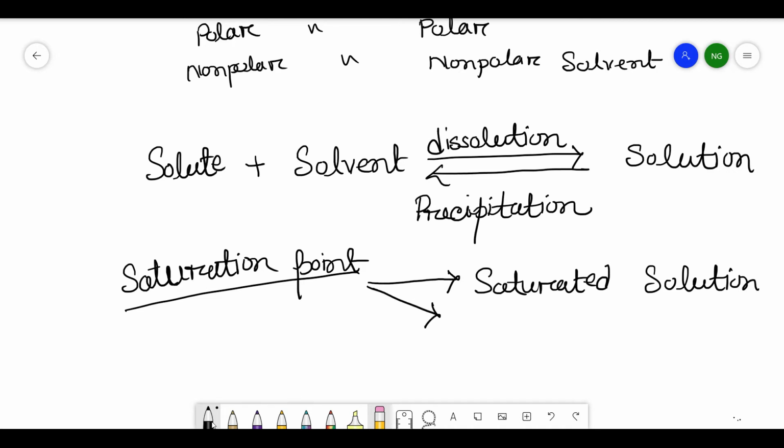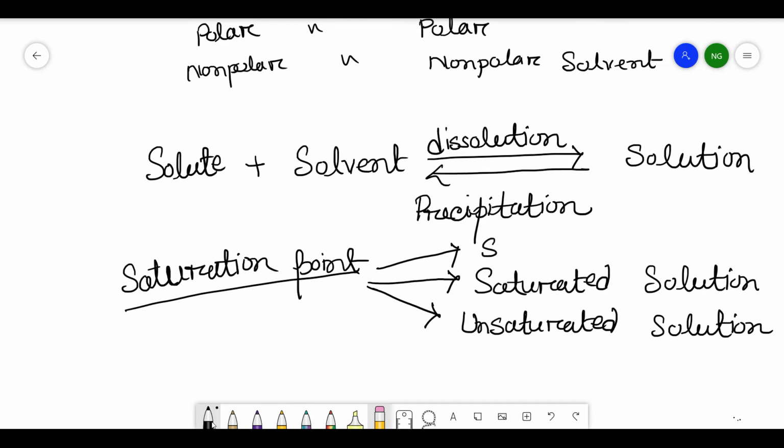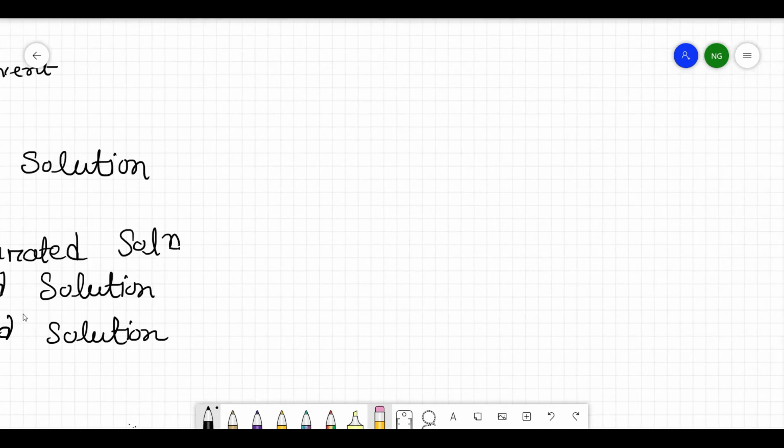Below this saturation point, the solution will be called unsaturated solution. And above this saturation point, the solution will be called supersaturated solution. Here, if dissolution occurs, that will make the solution, and if precipitation occurs, that will make the solute, you can say precipitate.